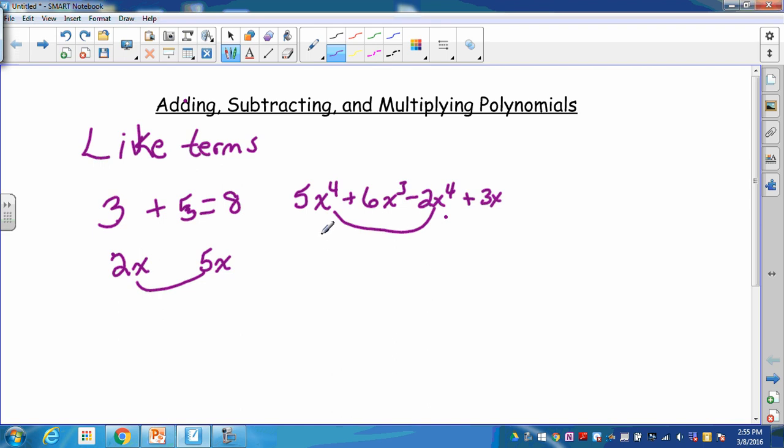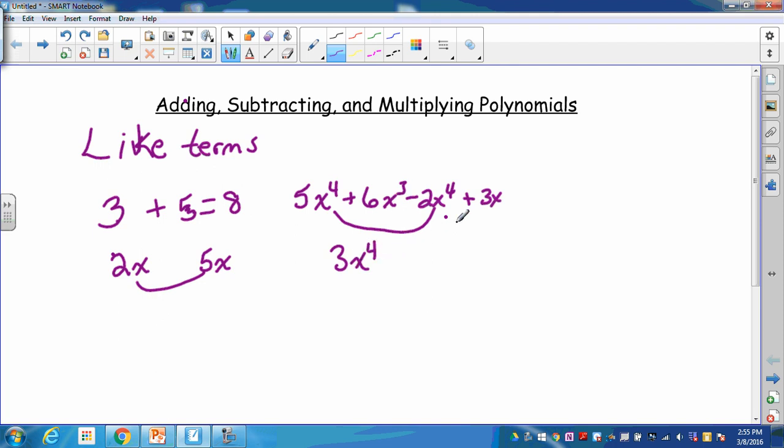Now, to finish simplifying this problem, I want to combine the like terms. Always go with the sign that is in front of the term. Here I have 5x to the 4th, and since there is no sign, we assume it's positive. The 2x to the 4th has a minus sign in front of it, therefore it's a negative value. So I'm going to say 5x to the 4th minus 2x to the 4th. That's going to leave me with 3x to the 4th.